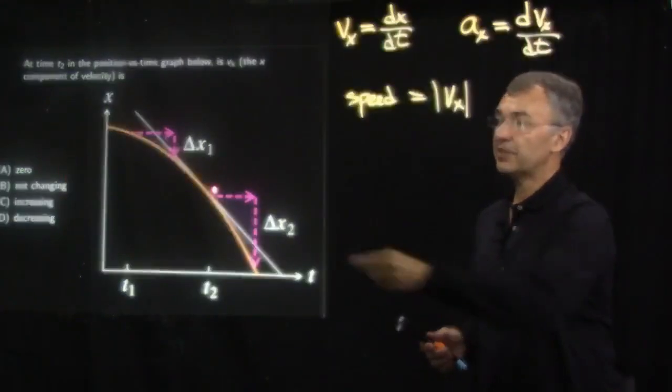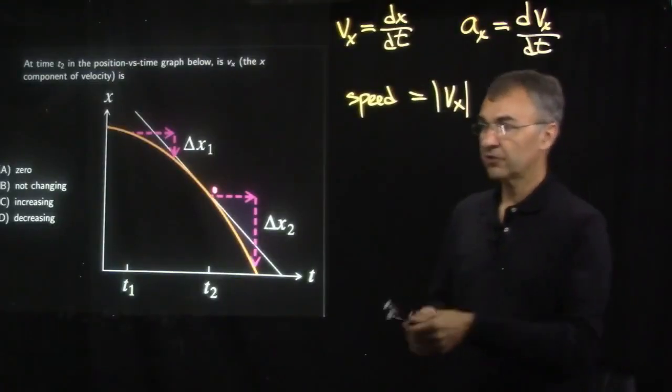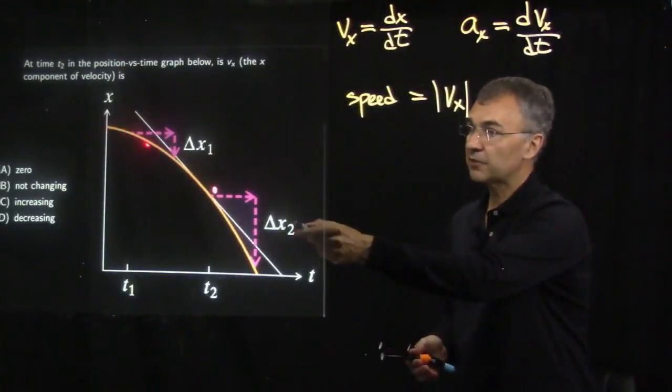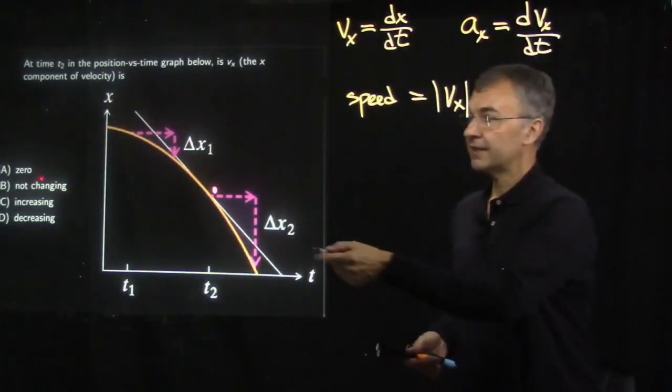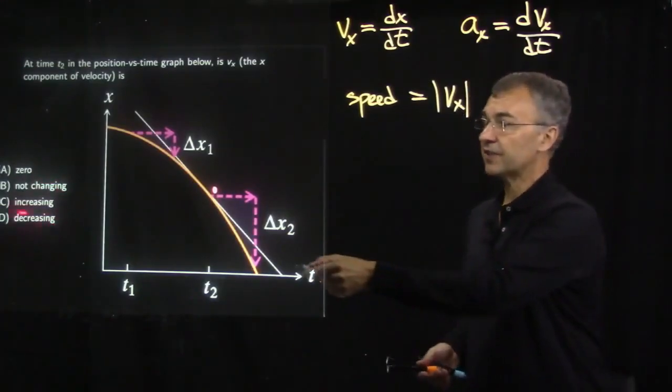Is dx by dt not changing? Well, I think it is changing because I think dx by dt is negative here, it's more negative here, it's more negative here, more negative here. So I think it is changing. And I think, as a matter of fact, dx by dt is decreasing. I think I like d, delta.